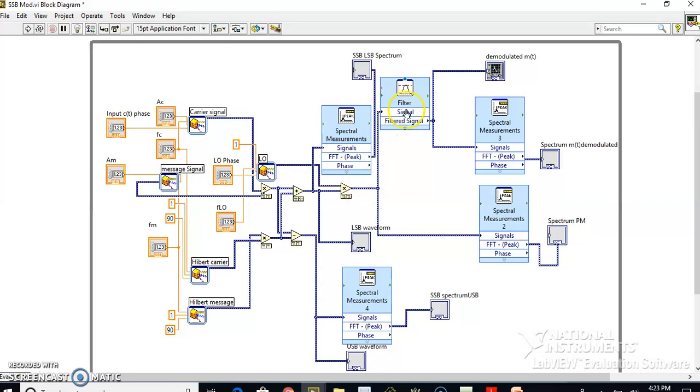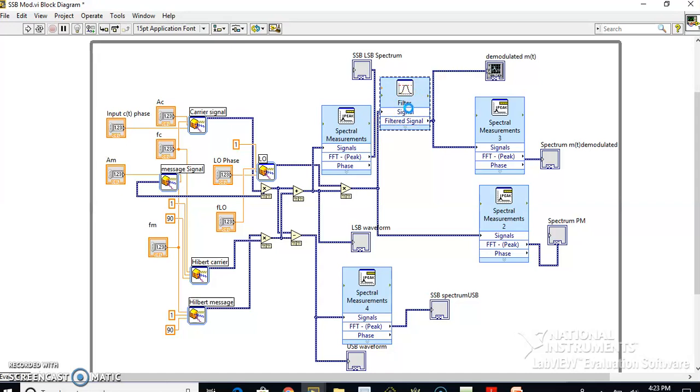the demodulated signal. So let me check the cutoff frequency of this. This has a cutoff frequency of 20 kilohertz. Let us have a look at it. So this is the cutoff frequency. You can see the cutoff frequency is taken as 20 kilohertz and the order of the filter is 3.